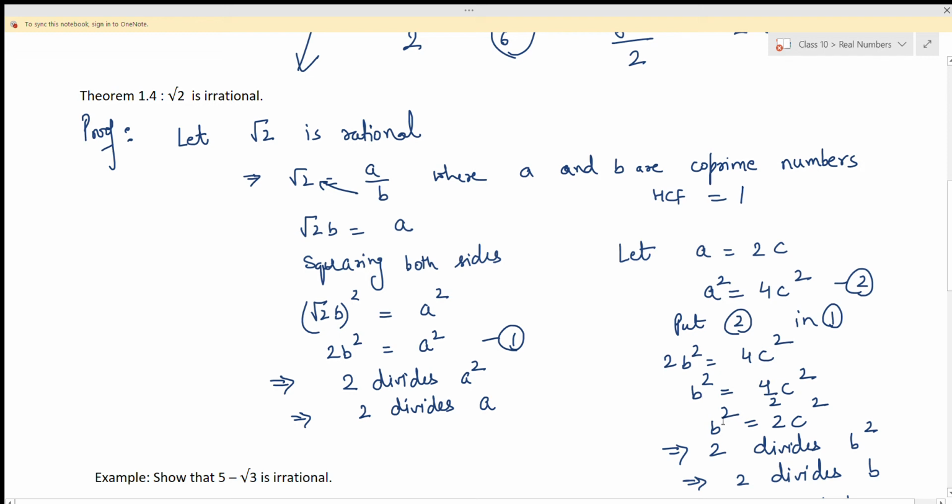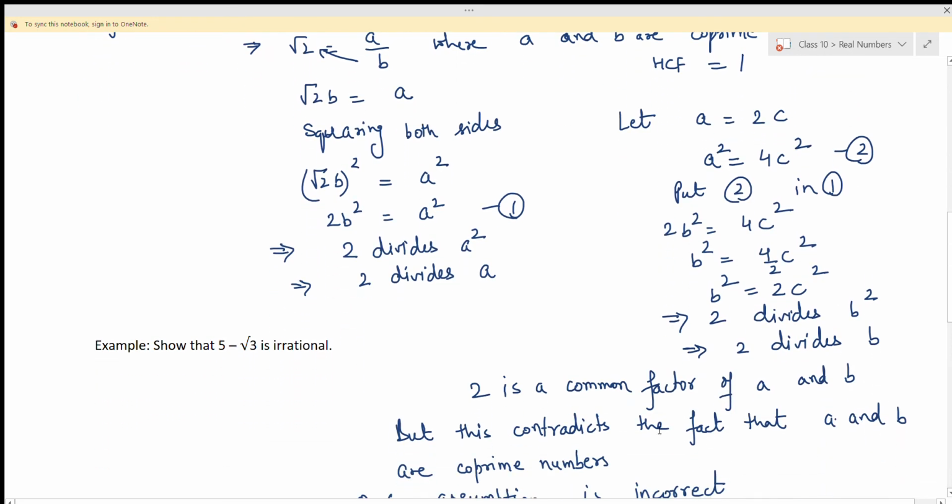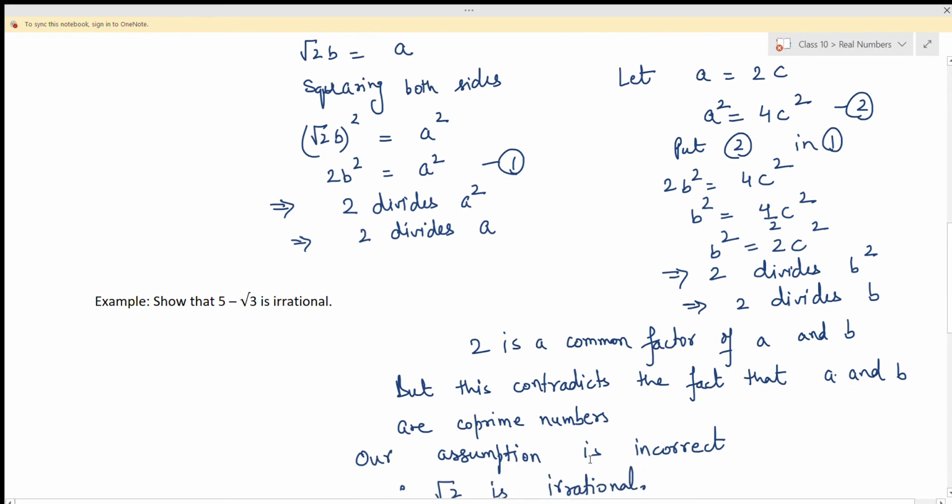This shows that b square is equal to 2c square, and hence 2 divides b square, and hence 2 divides b. Now a and b both have 2 as the common factor, which contradicts the fact that a and b are co-prime numbers that we assumed in the beginning. Hence our assumption is incorrect, so root 2 is irrational.